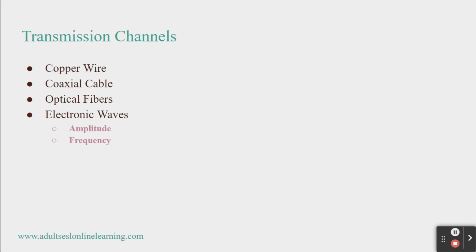Transmission channels. Transmission channels are the paths over which messages must travel to get from the sender to the receiver. They are like highways for moving information. Information may travel over wires, cable, or optical fibers. Many devices, however, use microwaves or radio waves as a transmission channel.